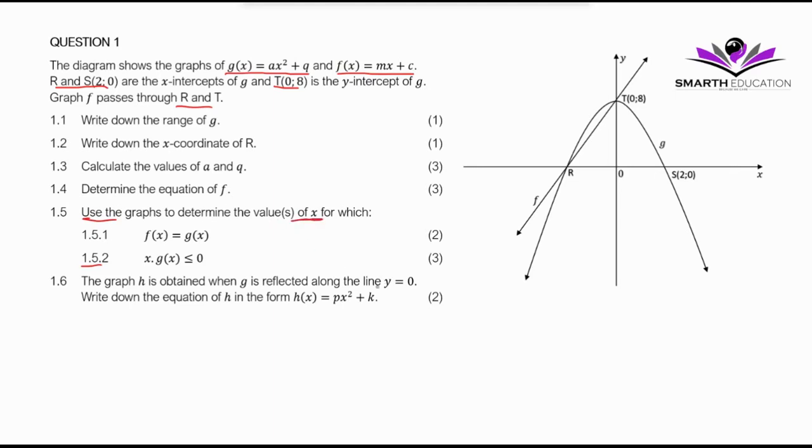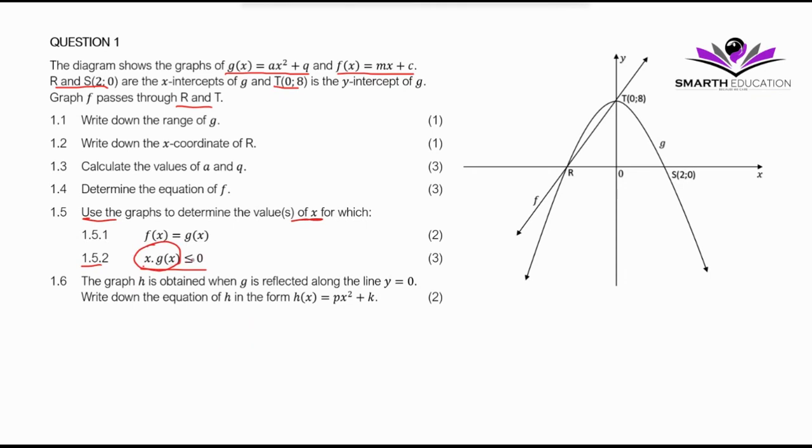The values of x for which x times g of x is less than or equal to 0. Let me just talk about less than 0. Less than 0 means the value is negative. And then this is a product. We are multiplying two things here. X times g of x.